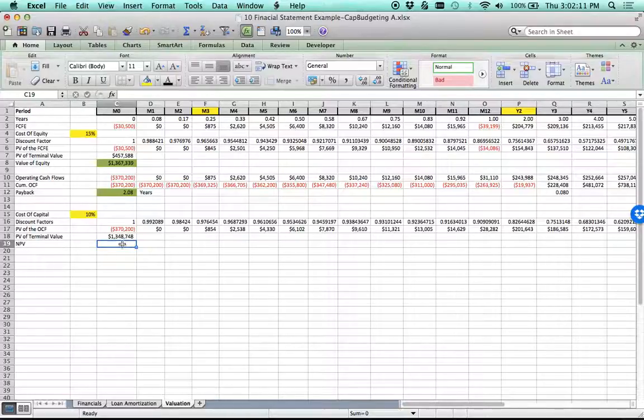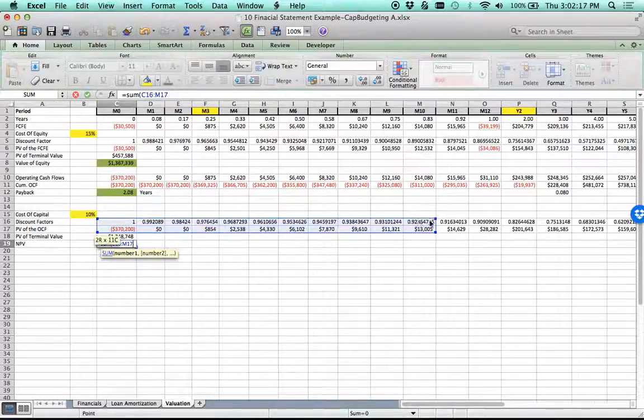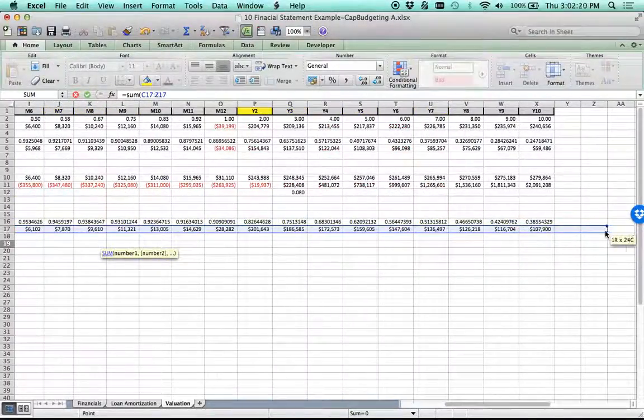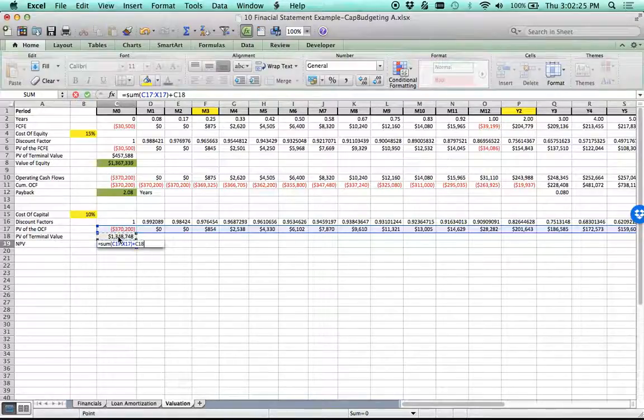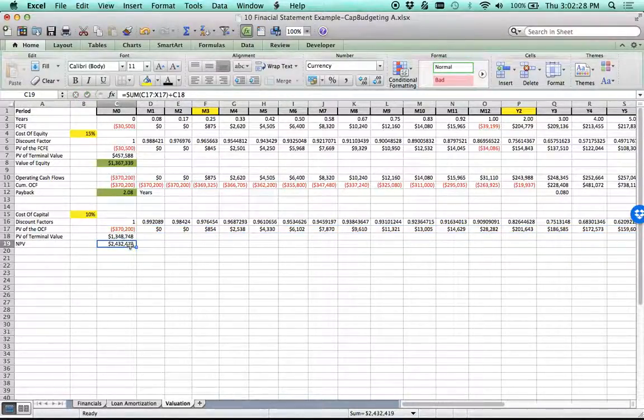So then the net present value is just equal to the sum of all of the present value of the cash flows plus the present value of the terminal value. So about 2.4 million. Again, not terribly surprising. The overall project's worth about 2.4 million. The value to equity is a little less than 1.4. The rest of that is basically value that's going to service the debt, pay interest, all those sorts of things. And so on an NPV basis, that's what you're looking at.